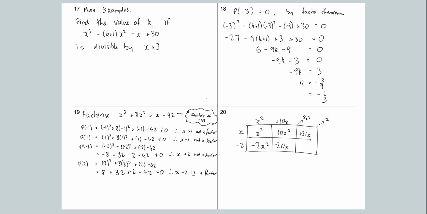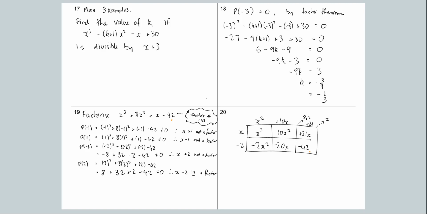x times what will give me 21? Well, it's plus 21 here. We've got 21 times minus 2 is minus 42. Do a quick check, and yep, sure enough, this minus 42 is the same as this minus 42 here. So I have factorized properly. Always worth doing that really quick check.